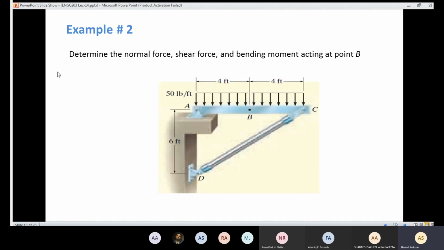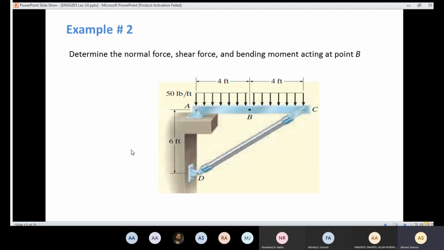Example 2. Here, we have 2 members. We have AC and we have DC. So DC could be considered as a weightless link in order to hold the beam AC. What we want here is to determine the internal forces acting at the point B. So we need to know the internal forces at point B.